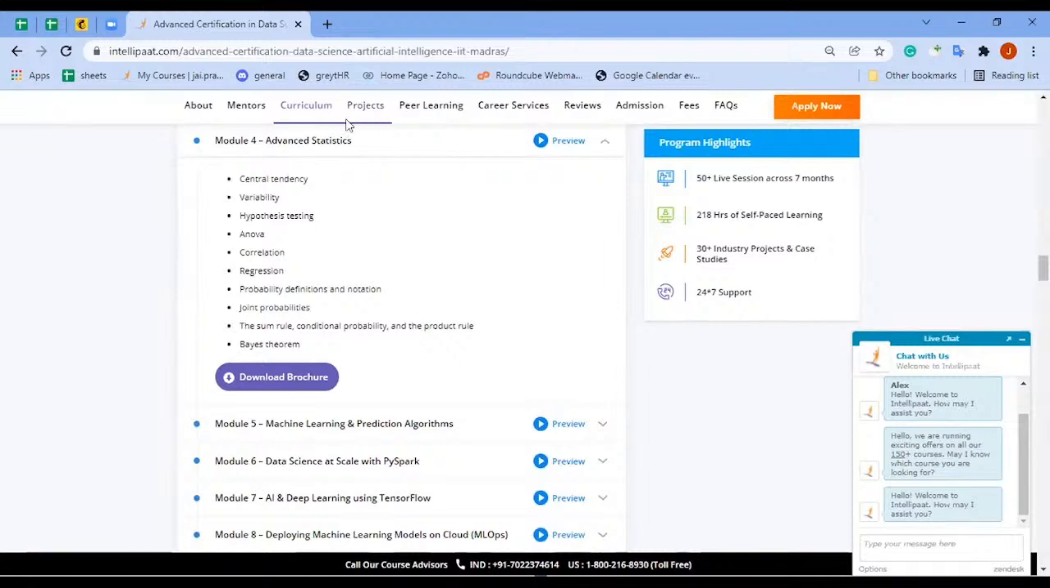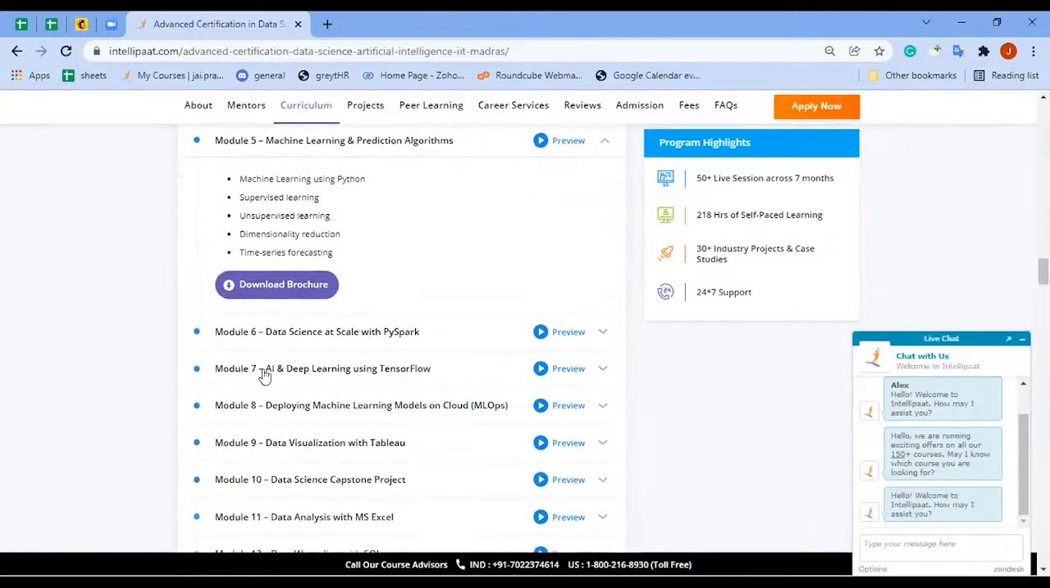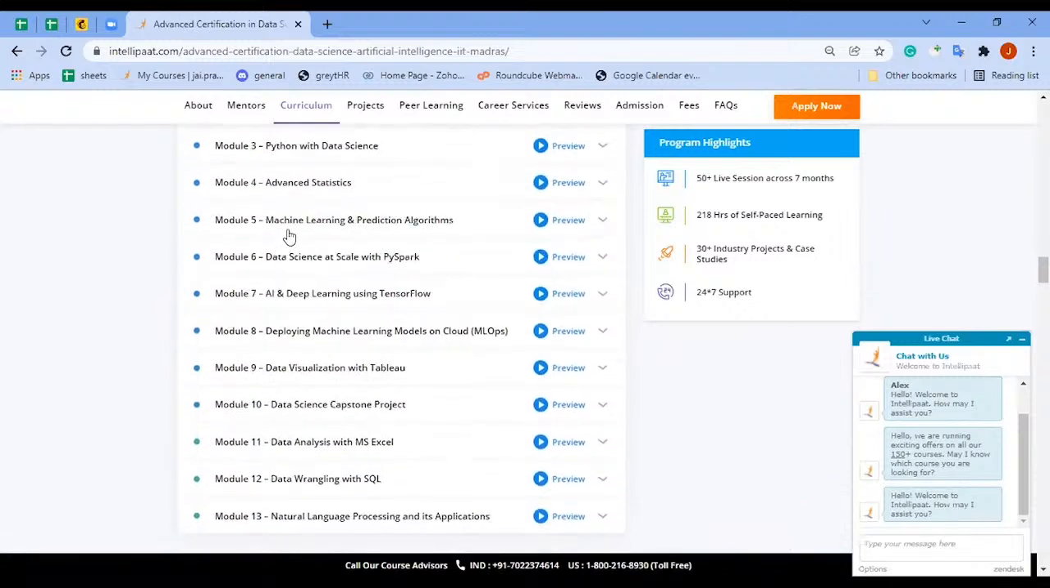Module number four is advanced statistics, which is of course a requirement for data scientists and data analysts also. Module number five is machine learning, and seven is AI and deep learning. Now, why are we covering modules five and seven, machine learning and AI? Because as a data scientist, you also need to know the advanced concepts of automation, correct? So concepts like logistic regression, linear regression, decision tree, random forest, artificial neural networks, Keras APIs, TFLearn APIs, multi-layered neural networks, all these things will be taught to you. Machine learning will be taught using Python and deep learning will be taught using TensorFlow.